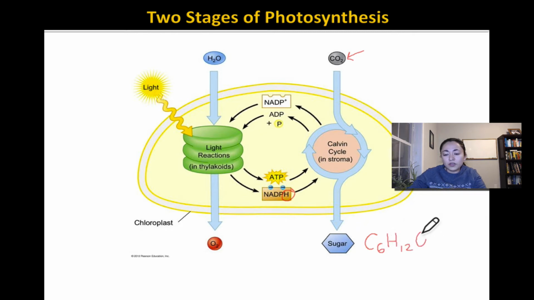Glucose is made up of 6 carbon atoms, 12 hydrogen atoms, and 6 oxygen atoms. So all I did in order to make glucose was add hydrogens to a molecule that just had carbon and oxygen atoms in it. So again, just an overview, during the light reactions, water is split, oxygen is released, the hydrogen atoms from water are carried into the Calvin cycle, they're added to carbon dioxide, and that's how we get sugar. That's photosynthesis.